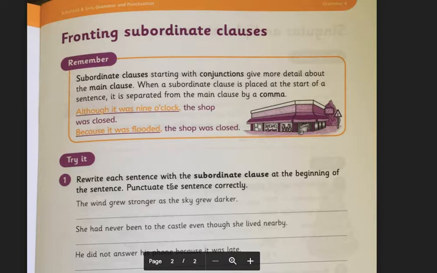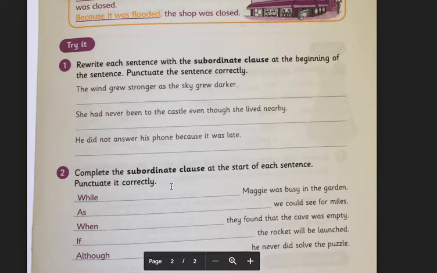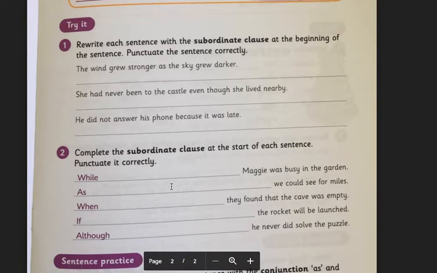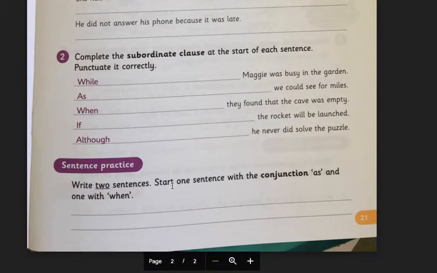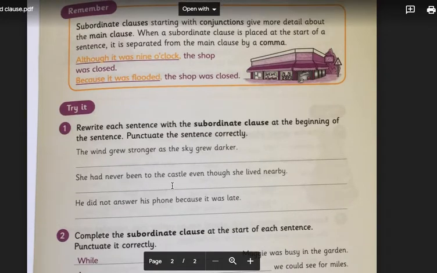Okay? Write that down. Because it was flooded, the shop was closed. Again, it's a fronted subordinate clause. Okay? Rewrite each sentence with a subordinate clause at the beginning of the sentence. Punctuate the sentence correctly. So I'll ask you to do this for homework. Complete the subordinate clause at the start of each sentence. Punctuate it correctly. So you actually put a comma in the wrong place with although. When you put although at the end of the sentence, you don't need a comma there. So you just put a comma at the beginning and not at the end.